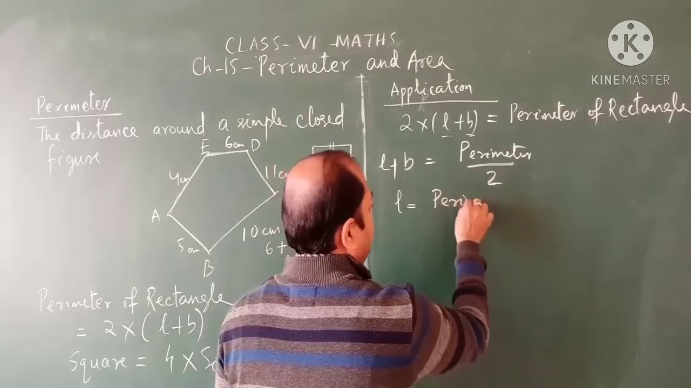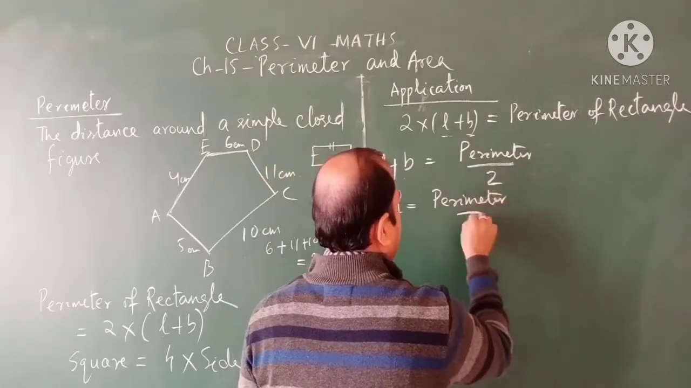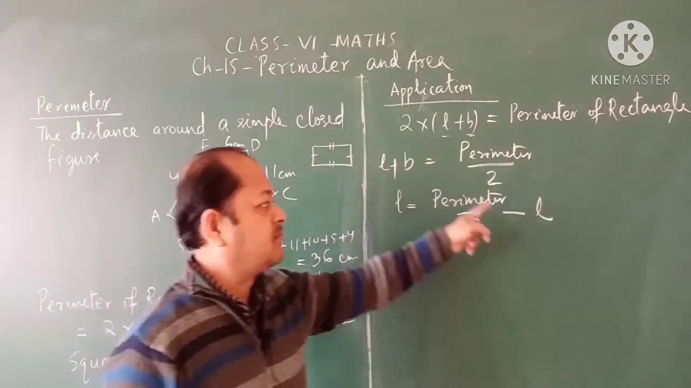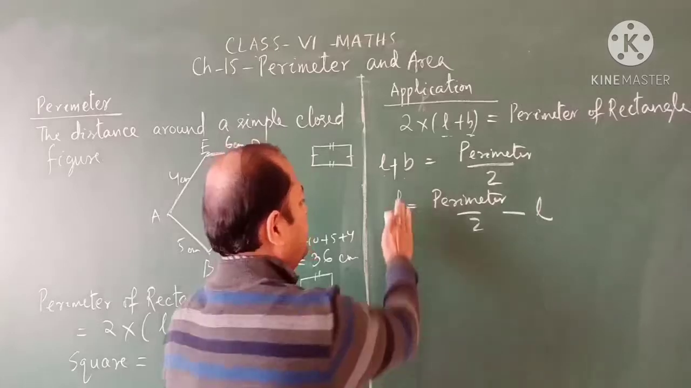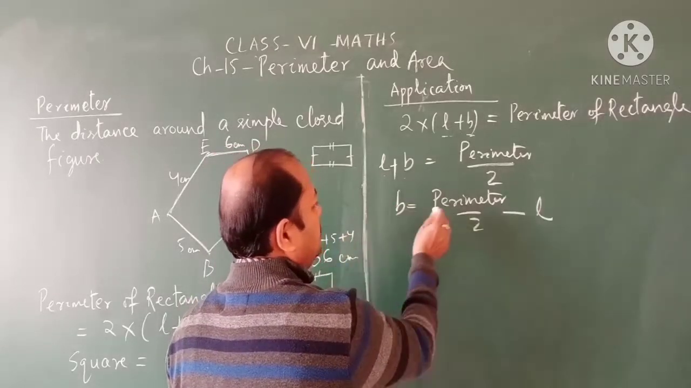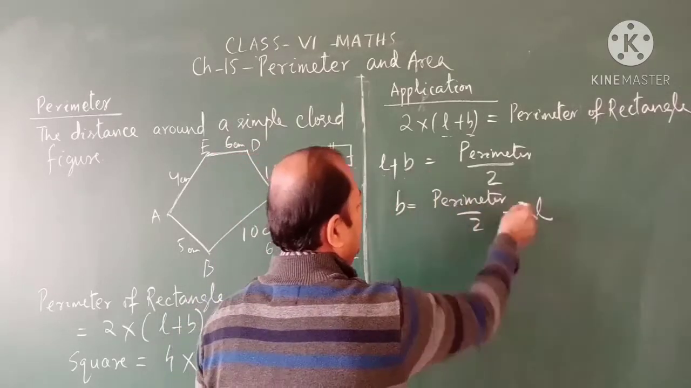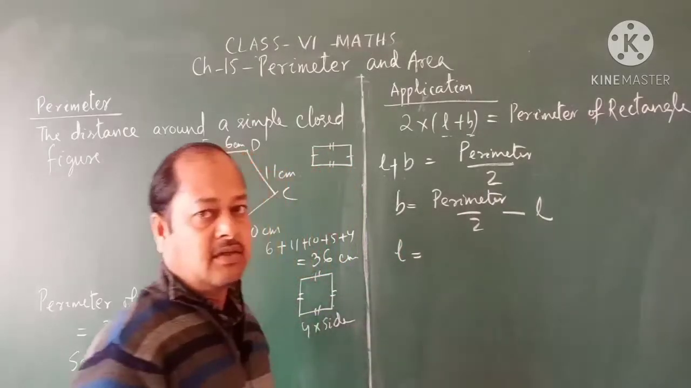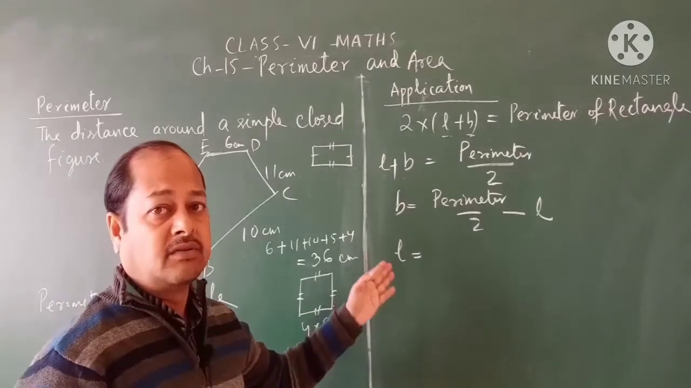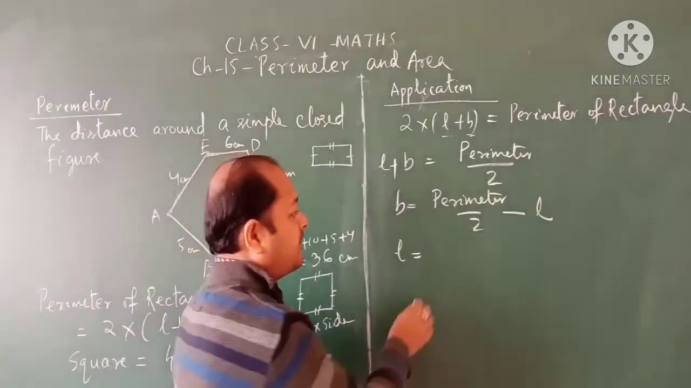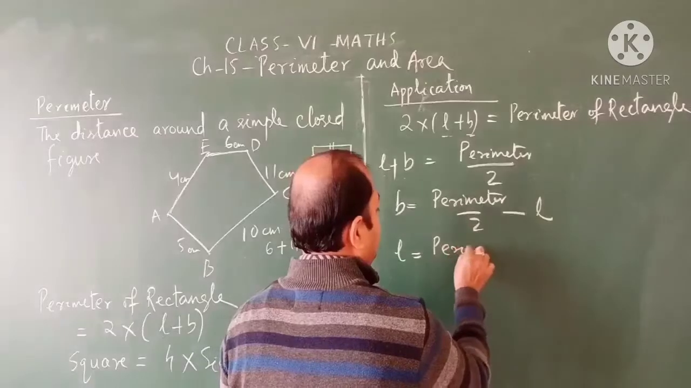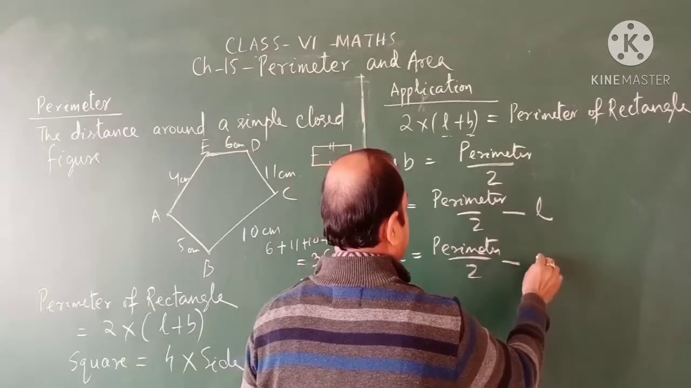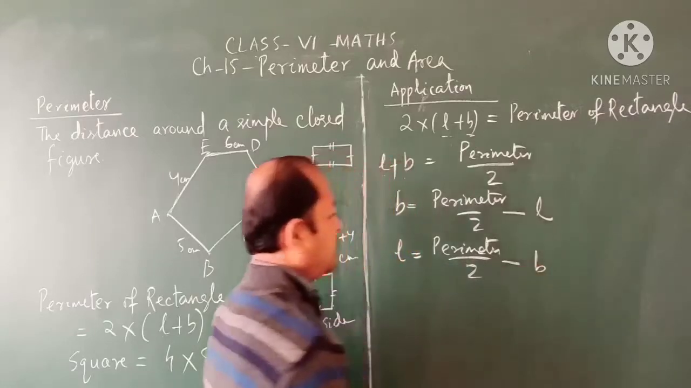So perimeter divided by 2 minus L, because L is plus here, when it is transposed it will be minus. So breadth equals perimeter upon 2 minus the length. Similarly, if the question is asking the length, you have to find out the length. Then how to find out the length? Same formula: perimeter divided by 2 minus breadth. So here breadth will be minus.